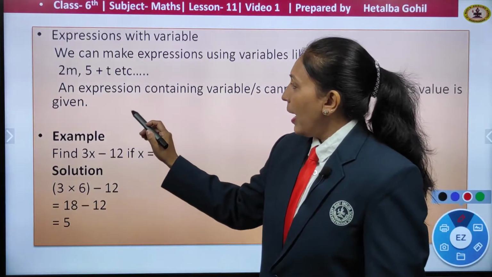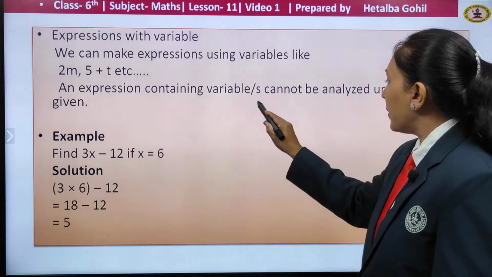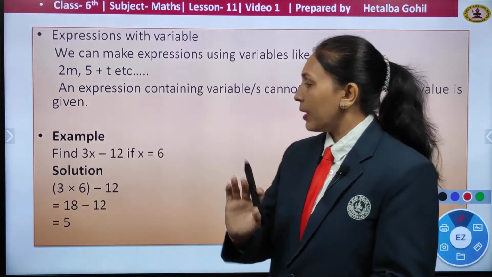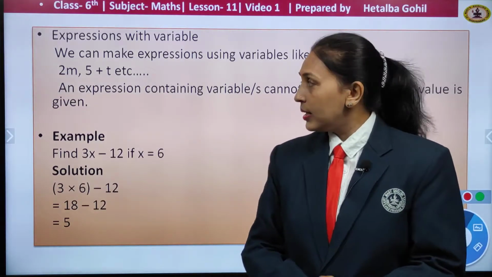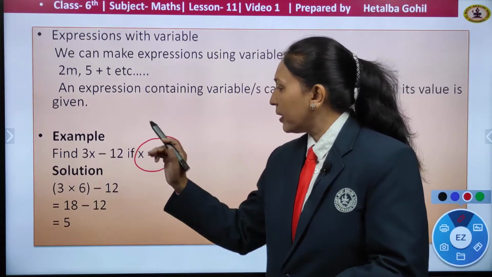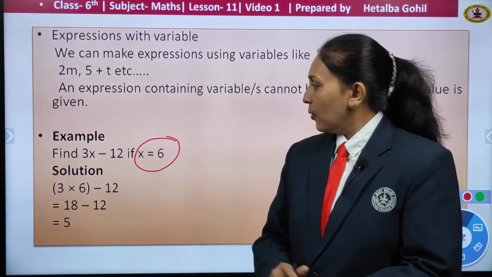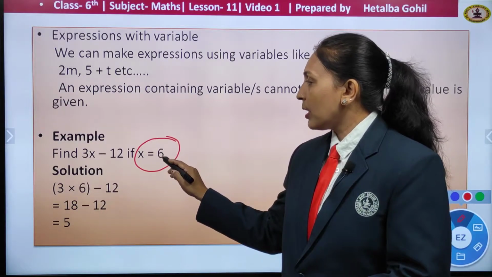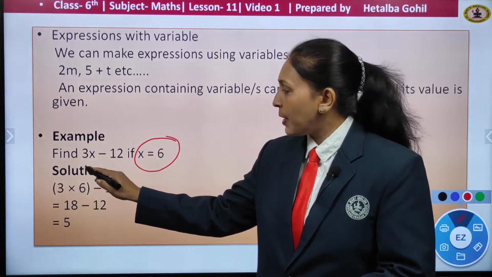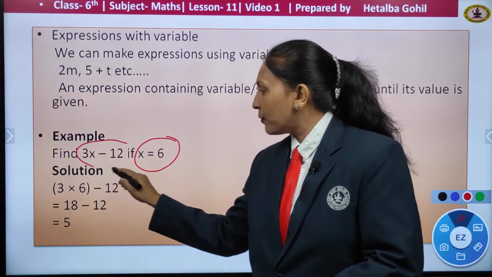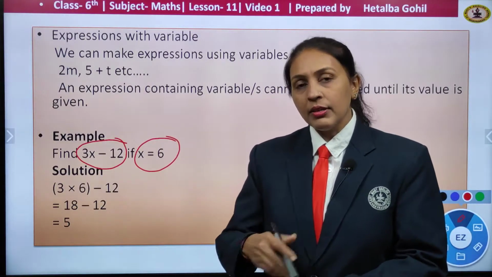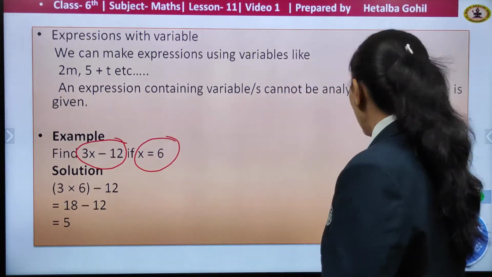Now, an expression containing a variable cannot be analyzed until its value is given. Children, we cannot find any unknown quantity until we have a value given to us, because we get the value of the expression only when we substitute, that means we put the given value in the expression. How we have to find this, we will go through later in our textual exercise.